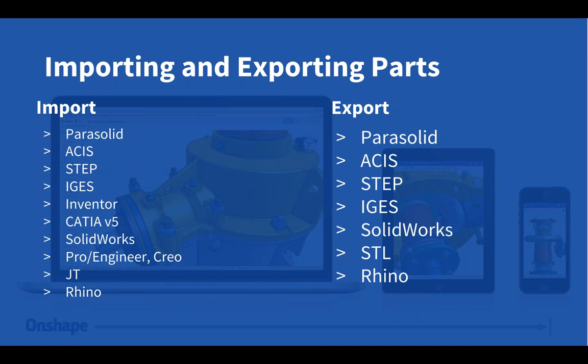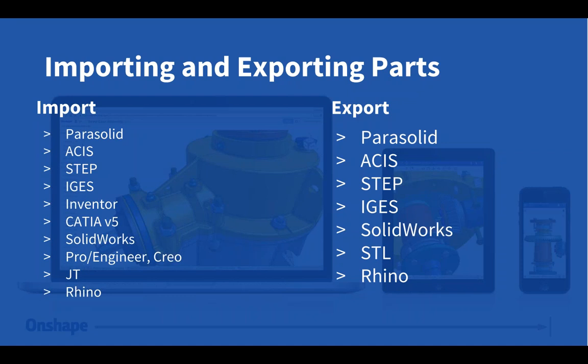And it's important to keep in mind this list is growing. As I mentioned before, we update quite frequently, and new files are added to this list quite often. Now, in terms of exporting, what can we export Onshape parts as? Parasolid, ACIS, Step and IGES, SolidWorks, STL, and Rhino.